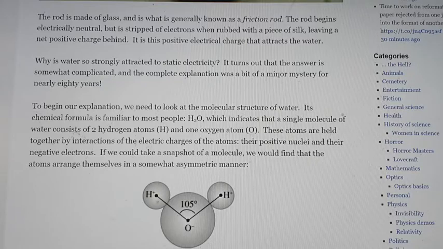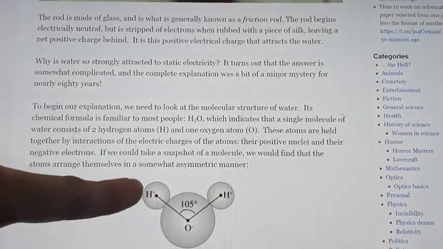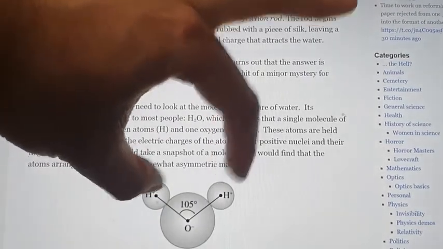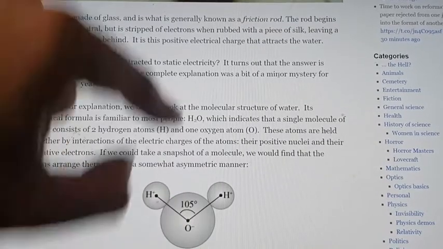Why is water so strongly attracted to static electricity? It turns out that the answer is somewhat complicated, and the complete explanation was a bit of a minor mystery for nearly 80 years. To begin our explanation, we need to look at the molecular structure of water. The chemical formula is familiar to most people, H2O, which indicates that a single molecule of water consists of 2 hydrogen atoms and 1 oxygen atom. Can you see that you've got 1 oxygen and 2 hydrogen atoms there? And also the angle between them: if you connect the centers of the hydrogens to the center of the oxygen, you get 105 degrees in between.